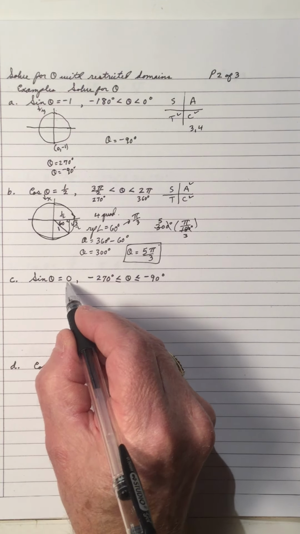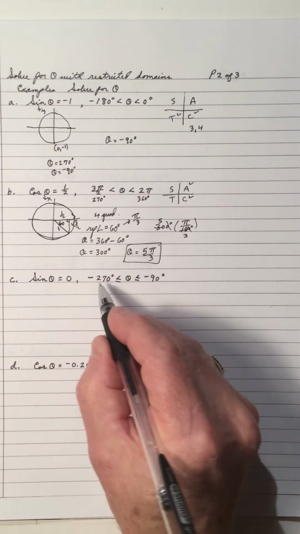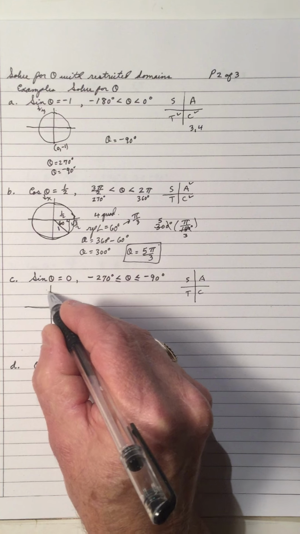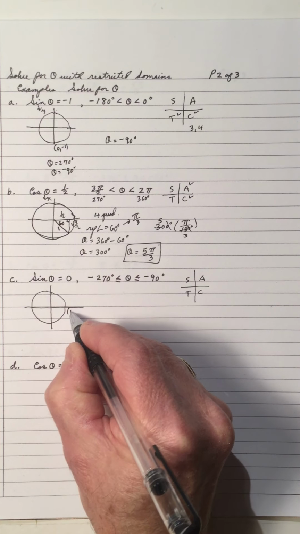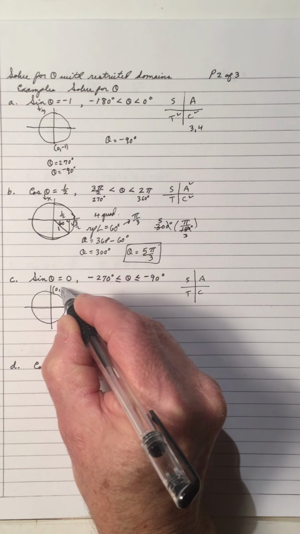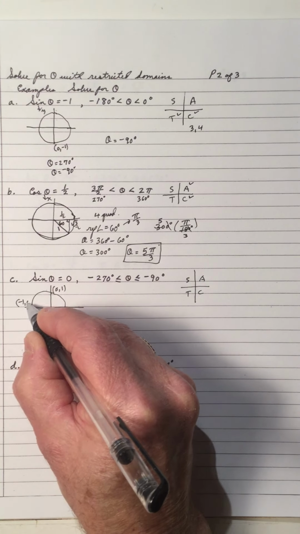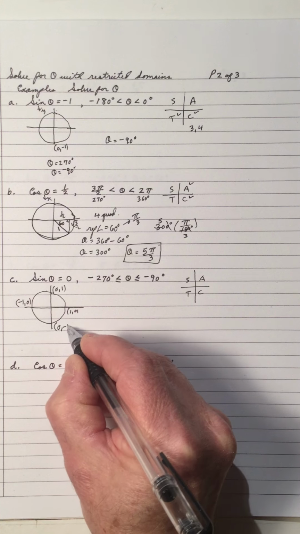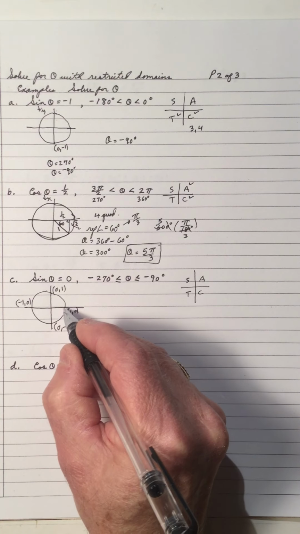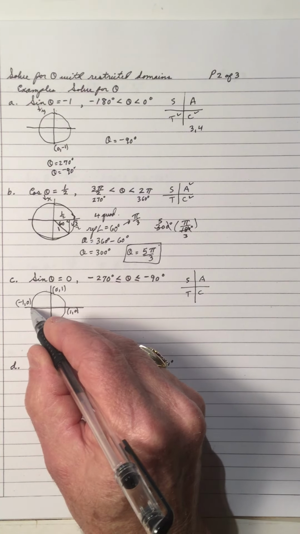C, sine is 0 from negative 270 to negative 90. So let's see, sine is 0. Again, "add sugar to coffee" is only for when you have non-quadrantal angles. So sine is 0. We have to look at this one: 1, 0, 0, 1, negative 1, 0, and 0, negative 1. These are the quadrantal angles for 0, 90, 180, 270, 360.